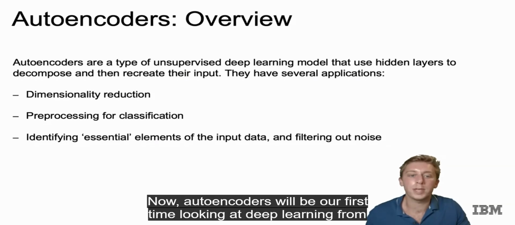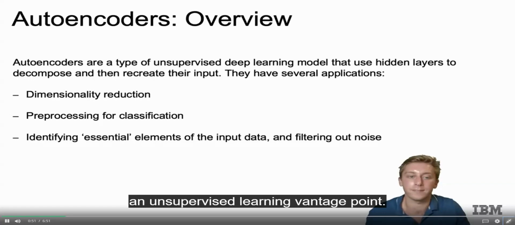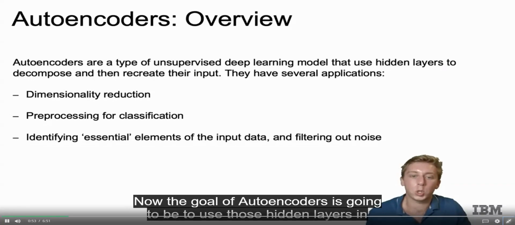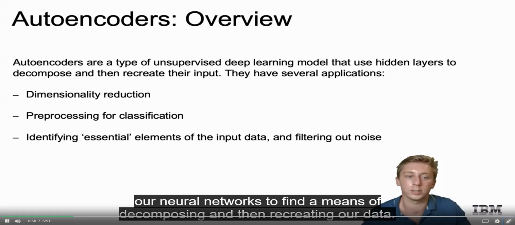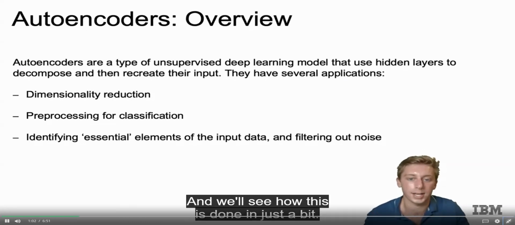Now, autoencoders will be our first time looking at deep learning from an unsupervised learning vantage point. The goal of autoencoders is going to be to use those hidden layers in our neural networks to find a means of decomposing and then recreating our data. And we'll see how this is done in just a bit.